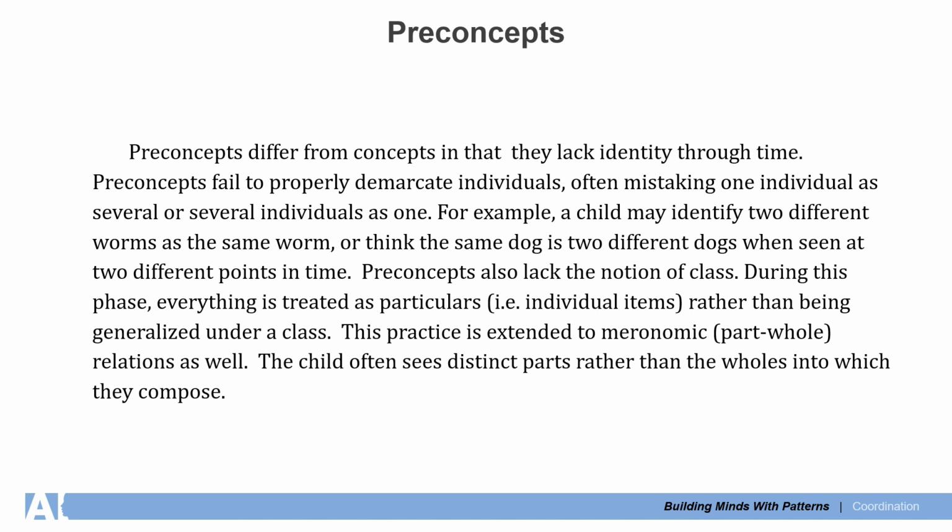Preconcepts differ from concepts in that they lack identity through time. Preconcepts fail to properly demarcate individuals, often mistaking one individual as several or several individuals as one. For example, a child may identify two different worms as the same worm, or think the same dog is two different dogs when seen at two different points in time. Preconcepts also lack the notion of class. During this phase, everything is treated as particulars or individual items, rather than being generalized under a class. This practice is extended to meronomic or part-whole relations as well. The child often sees distinct parts rather than the wholes into which they compose.